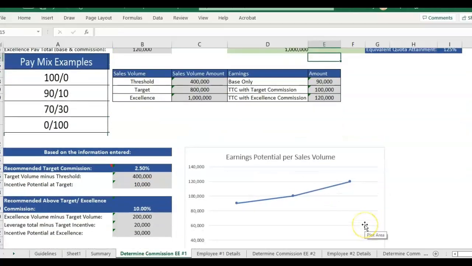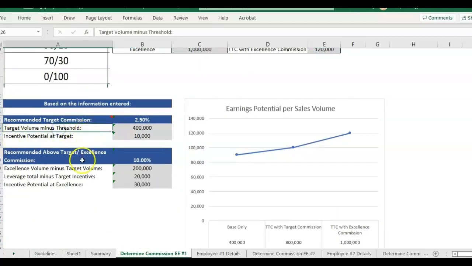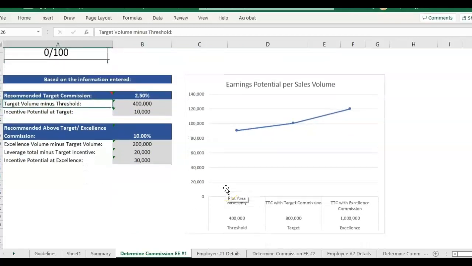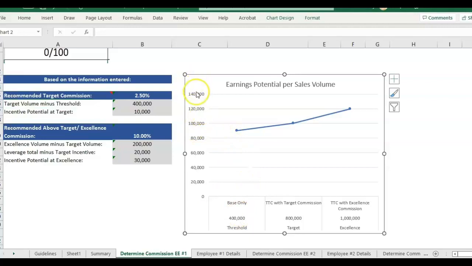Let me scroll down to this section, it'll help make some sense. If this is confusing, this graph is just breaking it out. The bottom part is the sales volume, so the threshold we had set to 400,000, versus the total target cash, which is the amount they can receive. At threshold and not any higher, they're getting that 90,000 base because of the 90-10 pay mix. Then on target, they're going to be right at 100. And then we did 3x leverage, or no, is it at 2? 3x leverage is bringing them to 120,000 when they're at that excellent sales volume.